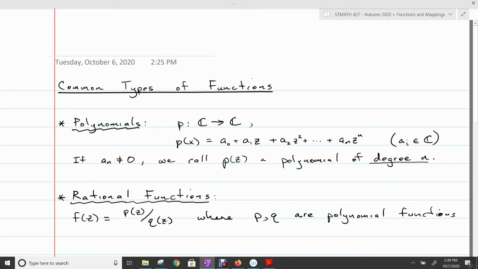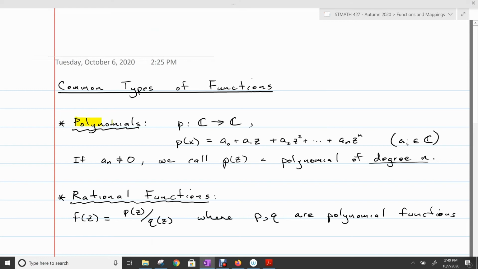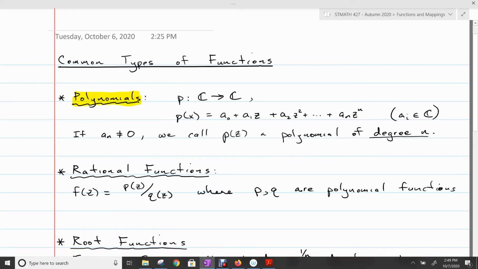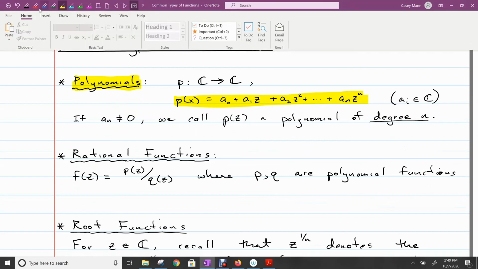So let's talk about some of the common types of functions that we see in complex variables. Well, first are polynomial functions. Polynomial functions are functions whose domains are the entire complex plane, and they look like polynomials have always looked. The main thing you need to understand is that the coefficients can be complex numbers.